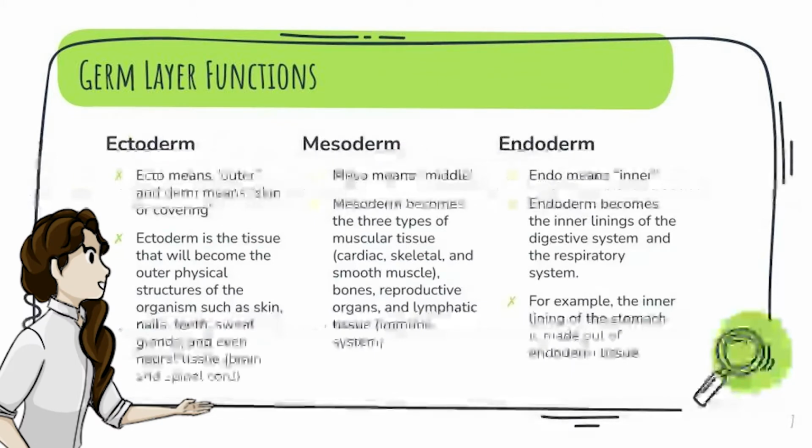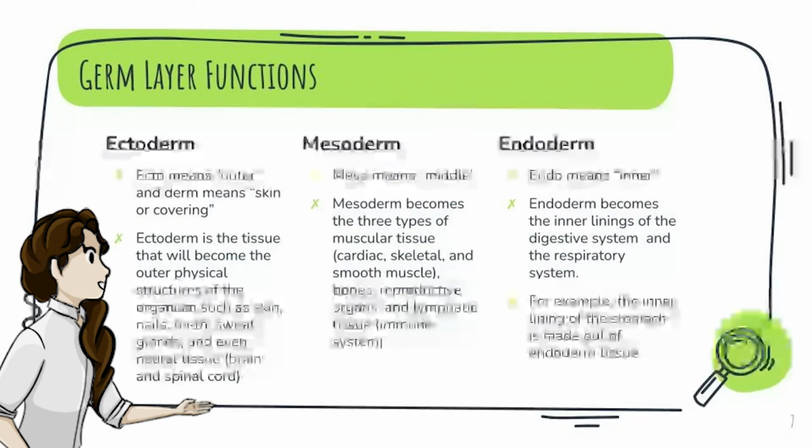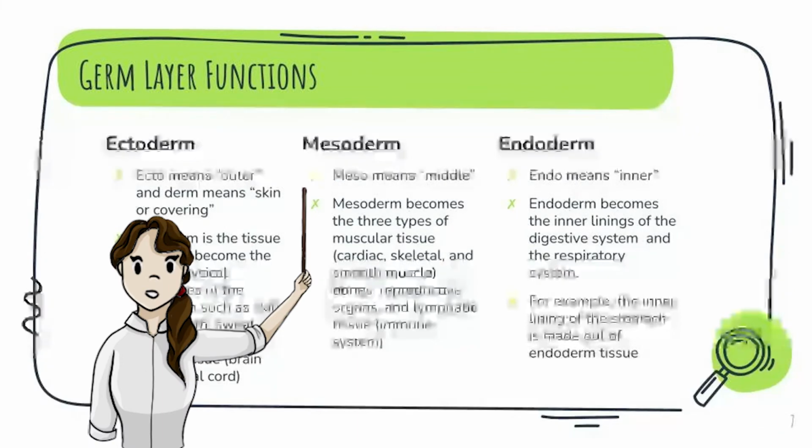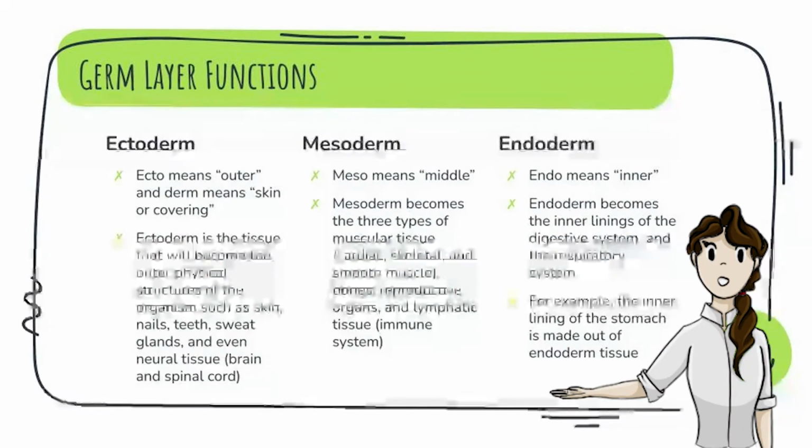Ectoderm. Ecto means outer and derm means skin or covering. Ectoderm is the tissue that will become the outer physical structures of the organism, such as skin, nails, teeth, sweat glands, and even neural tissue or your brain and spinal cord. Mesoderm. Meso means middle. Mesoderm becomes the 3 types of muscular tissue: cardiac, skeletal, and smooth muscle, bones, reproductive organs, and lymphatic tissue or your immune system. Endoderm. Endo means inner. Endoderm becomes the inner linings of the digestive system and the respiratory system. For example, the inner lining of the stomach is made out of endoderm tissue.